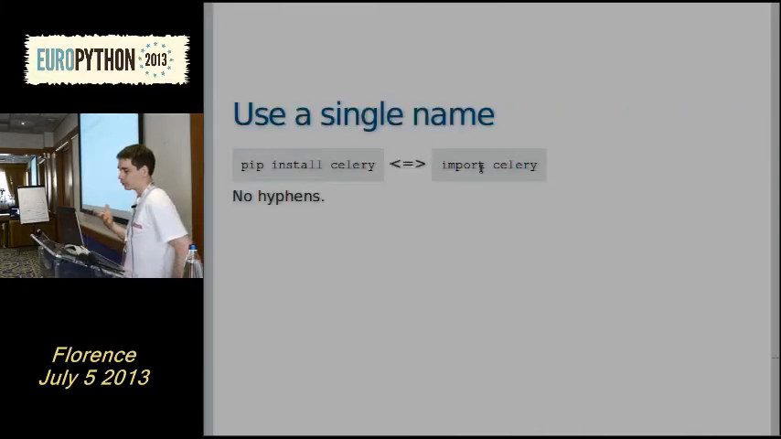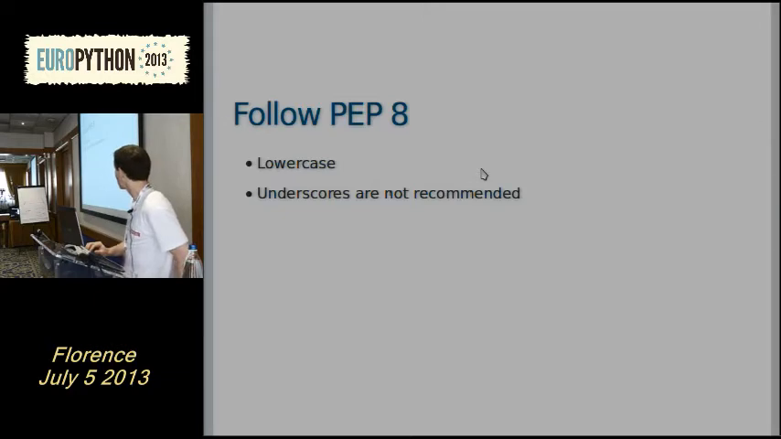The PEP proposes some solutions. As an example, to use a single name as a convention. It means you pip install celery. This is a project name. So you import celery, which is the package name. It's quite simple, and it resolves many issues. Also to follow PEP 8. Many project names don't follow PEP 8.